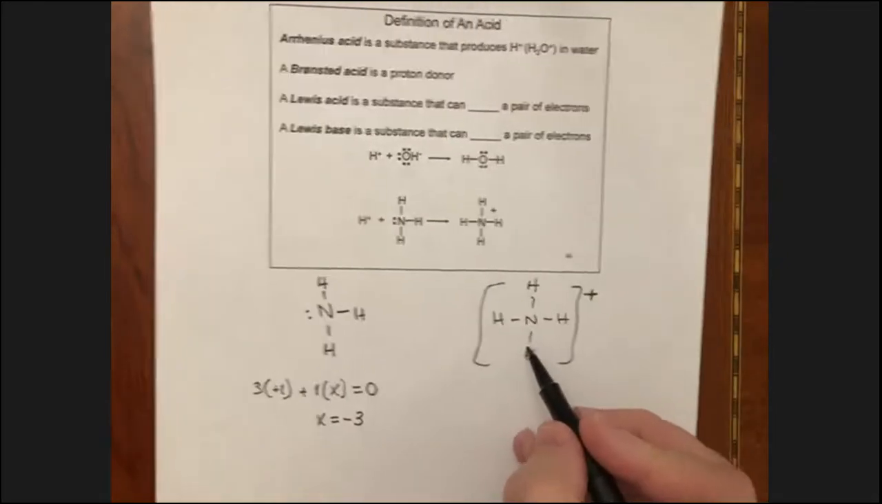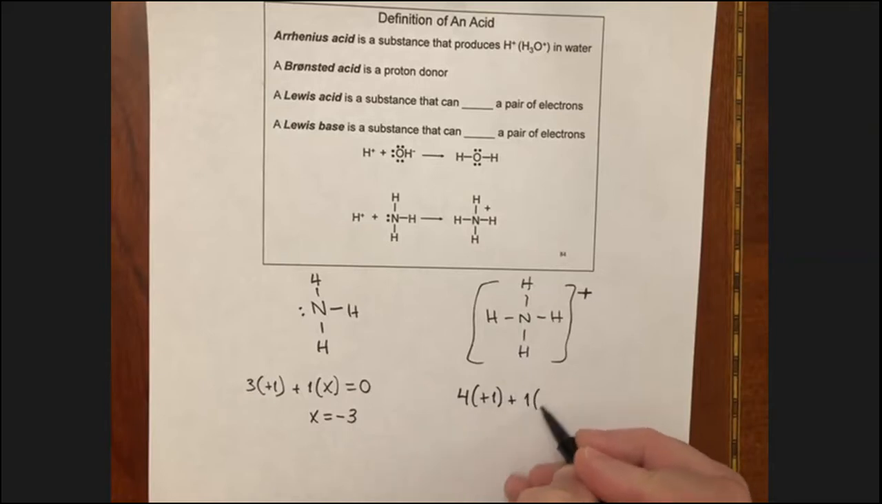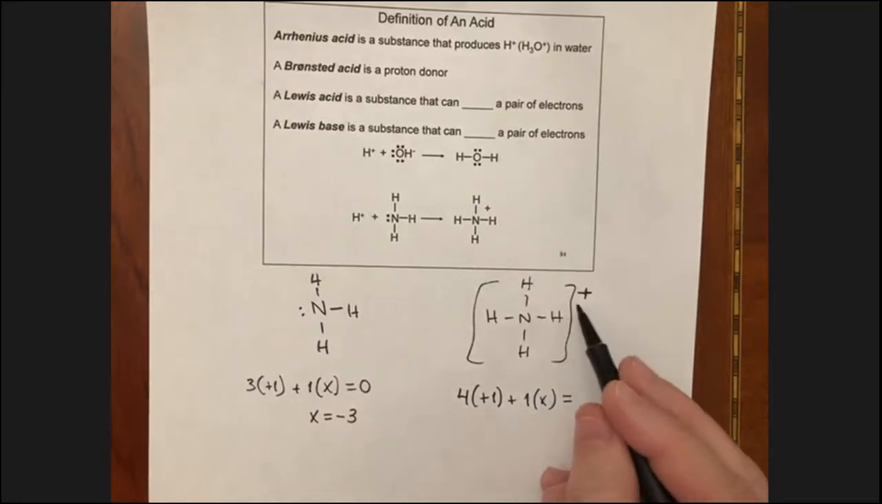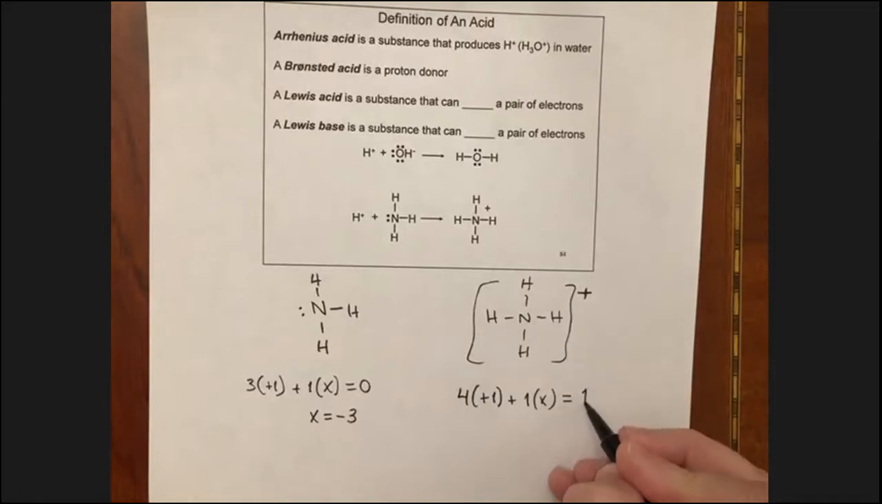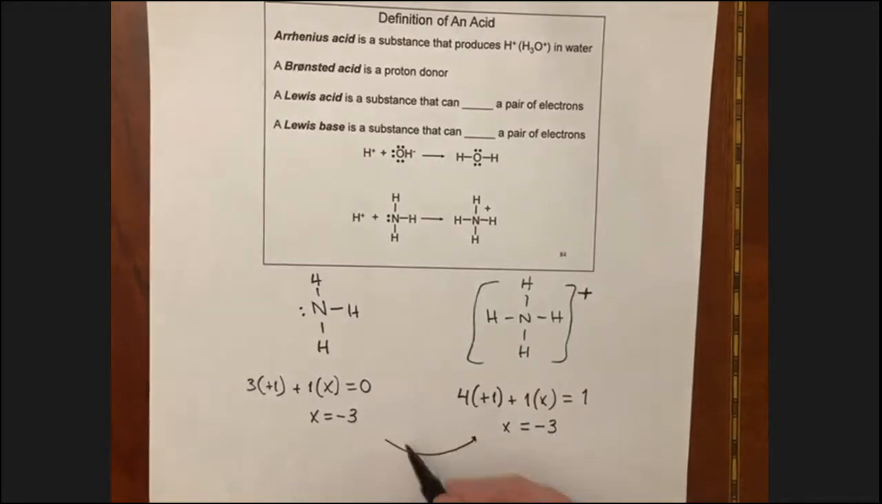Now let's look at ammonium. In the ammonium ion, you have 4 hydrogens, each of them at +1, and 1 nitrogen at an unknown value. Now in this case, the total charge of the unit is +1. So again, in this case, X is also equal to -3. In other words, there is no change in the oxidation state.